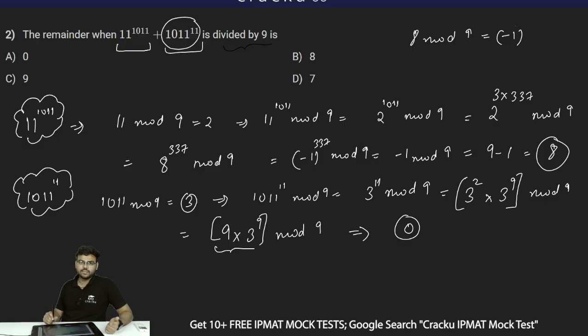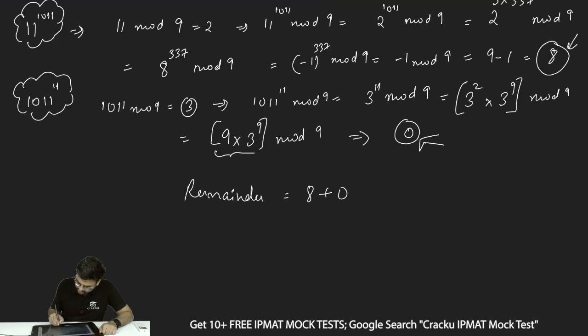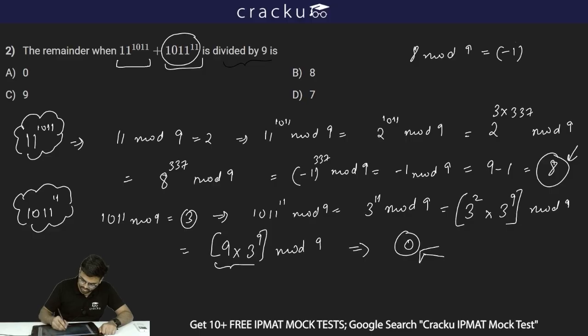Now, final step, we have to add up the remainders. One remainder was 8 and the other remainder was 0. So the overall remainder will be 8 plus 0, which is 8, and therefore option B is the correct answer.